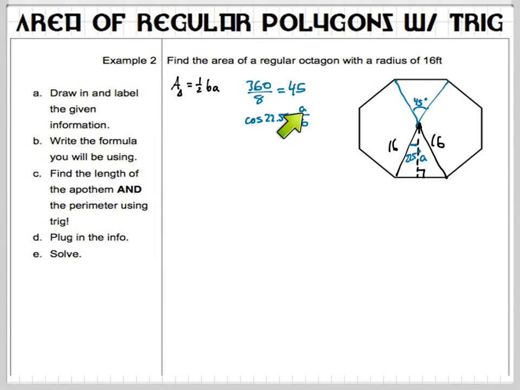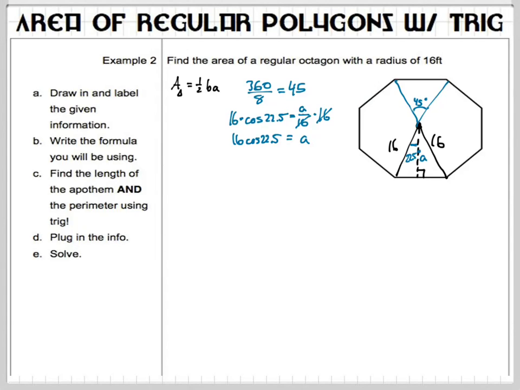How do I get this A alone? You guys just said 16. Yes, that number is 16. How do I get rid of it? You multiply both sides. Yeah, inverse operation. So let's multiply both sides by 16. Okay, there we go. We have A right here because these are inverses. They cancel each other out. 16 times cosine of 22.5 is the A. Now I'm going to leave it like that.